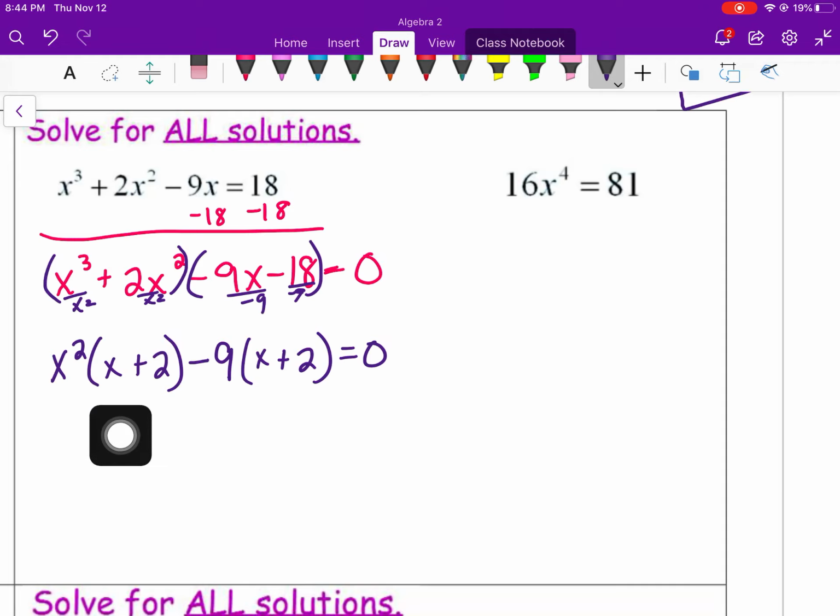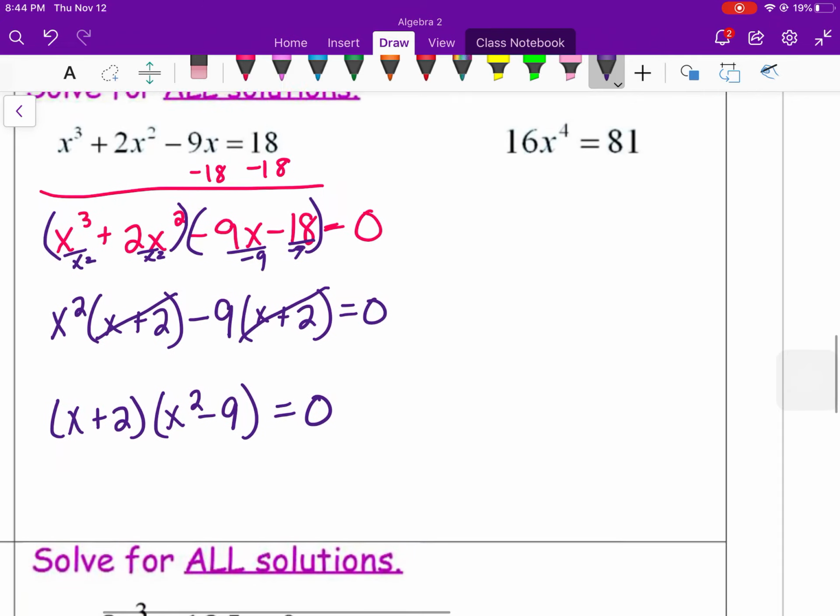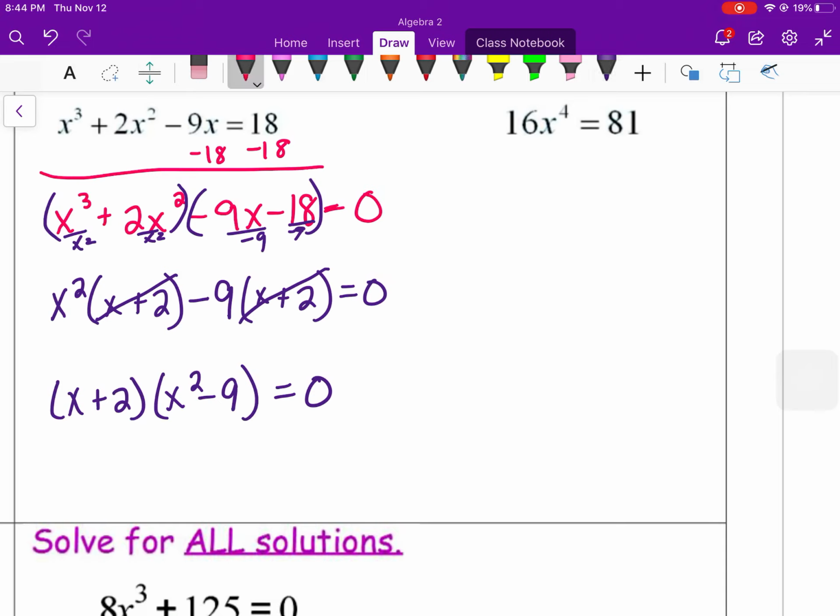And then I have two terms here, this term minus this term. And both of those terms have an x plus 2. So take the x plus 2 out front. And then if I divide the x plus 2 out, I have an x squared minus 9 left. Now x squared minus 9 does factor one more time. x plus 2 times x plus 3 times x minus 3.